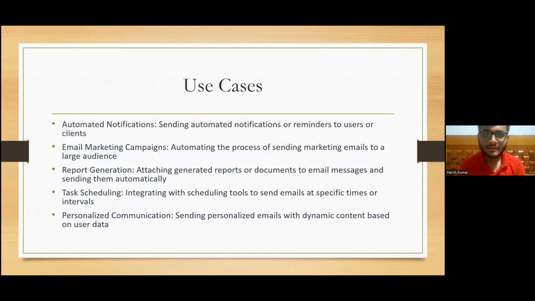Automated mailing notifications: we can use this to automate the mailing process. Email marketing campaigns: automating the process of sending marketing emails to a large audience. For example, if we want to send a personalized email to a very large audience, we can just extract all the email IDs from a CSV file, preferably with their names and different details, and we can automate the process.